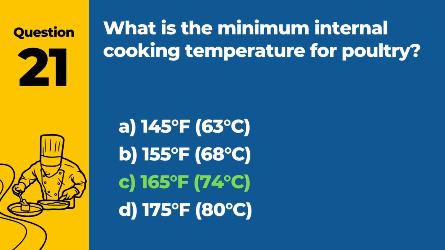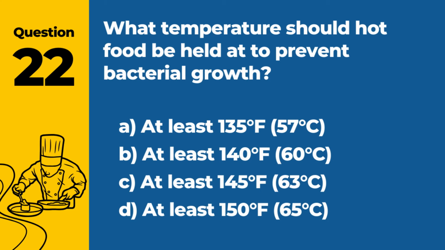Answer: C. 165 degrees Fahrenheit, 74 degrees Celsius. The minimum internal cooking temperature for poultry is 165 degrees Fahrenheit, 74 degrees Celsius, to ensure harmful bacteria are killed. Question 22. What temperature should hot food be held at to prevent bacterial growth?